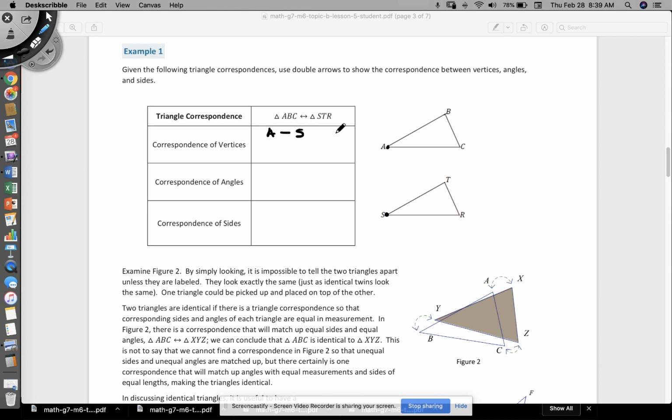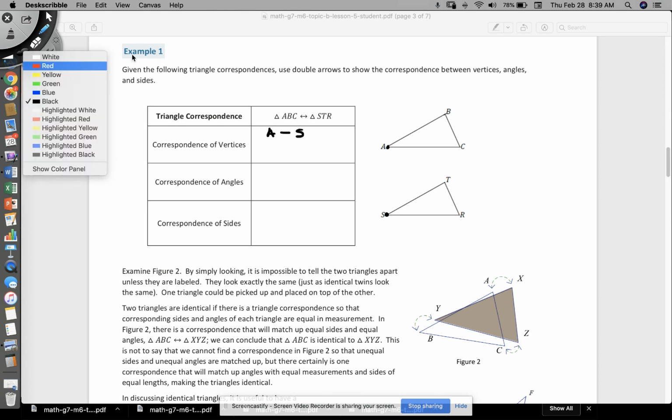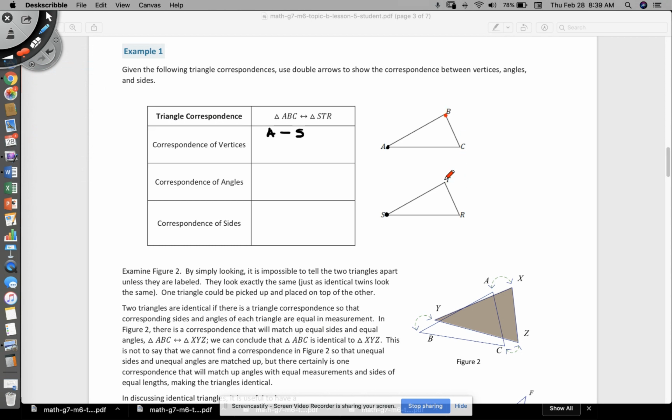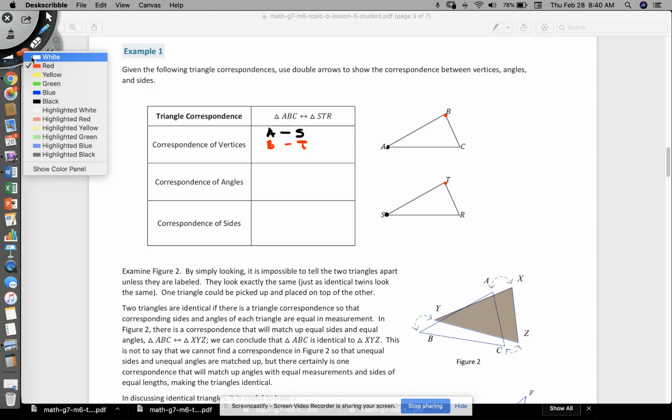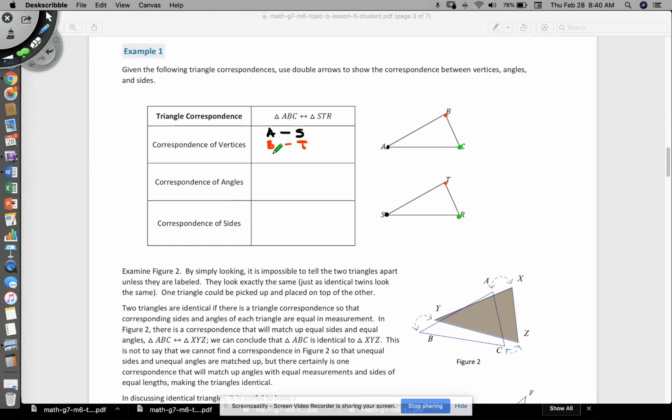A to S. All right, what's my other correspondence? I can say B corresponds to T. So B to T. And then obviously C corresponds with R. Now how about angles? Well, if the vertices correspond, then the angles are going to be the same corresponding angles. So that means angle A corresponds with angle S.